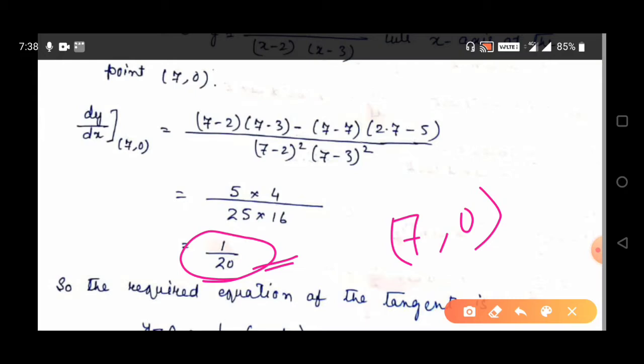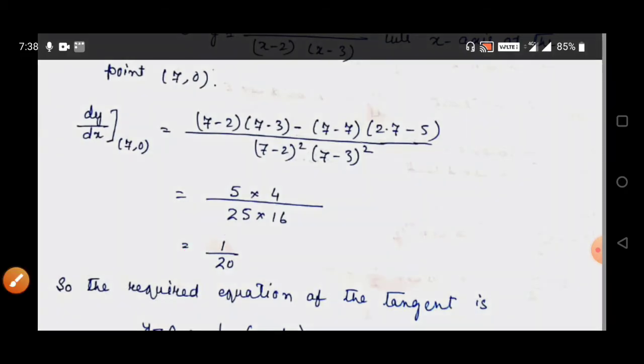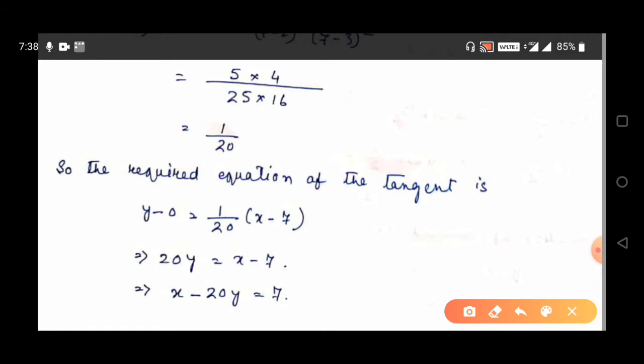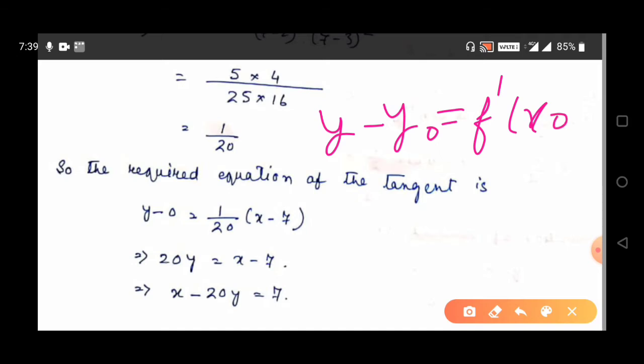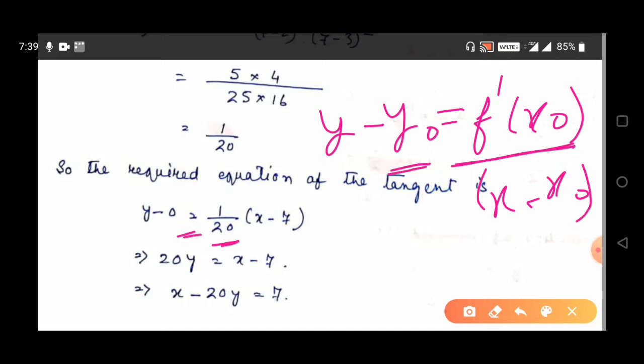Now we have the slope 1 by 20 and the point (7, 0). Now we have to find the equation of the tangent. The standard form of the equation of a tangent is y minus y naught is equal to f dash x naught into (x minus x naught). f dash x naught means dy by dx at the point (7, 0), which is 1 by 20. The value of y naught is 0 and the value of x naught is 7, as the point is (7, 0). So from here we will get the equation of the tangent as x minus 20y is equal to 7.